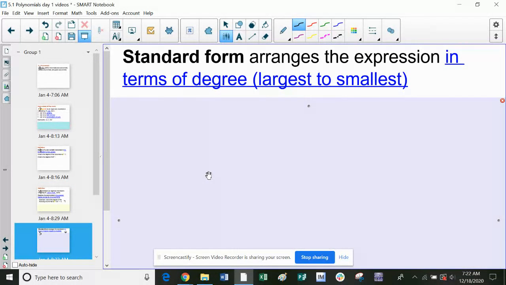Okay, standard form for a polynomial is very important to do, because before we can do any graphing or any analysis of the polynomial, we need to have it in this form. And it arranges all of the individual terms in terms of degree. So you're going to look at exponents, not the numbers in front, but the little tiny ones that tell you what power it's raised to. And you want to arrange the terms from the largest exponent to the smallest one.